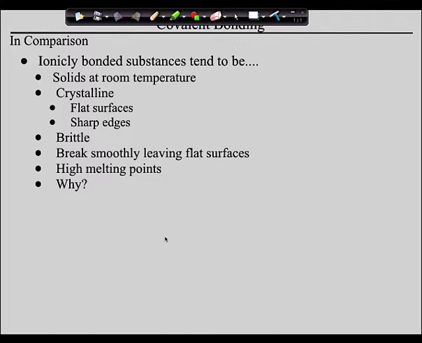Now guys, this one is cool. Why are they crystalline? Why do they have flat surfaces and why are they brittle? Well guys, the answer is this.